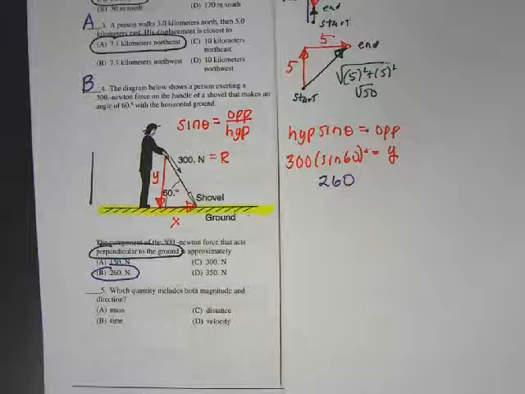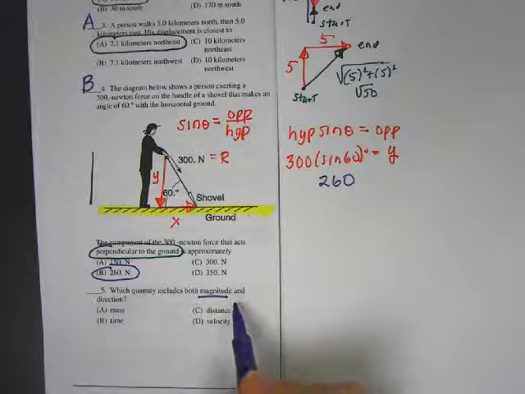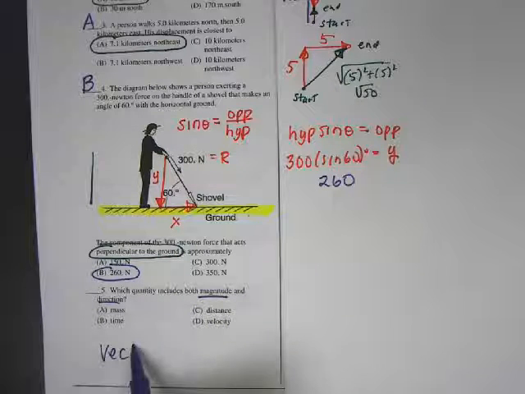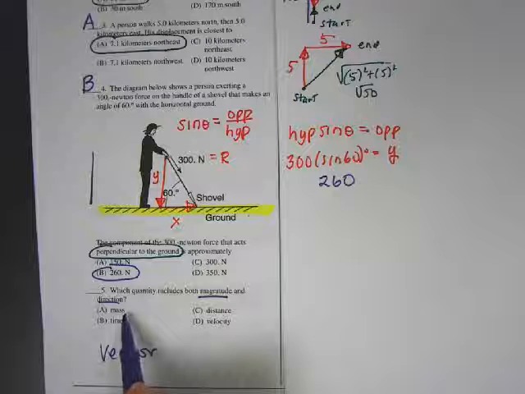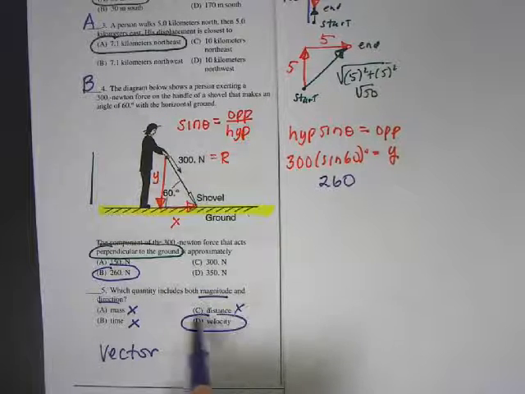Number 5 says which quantity has both magnitude and direction. So that's a vector quantity, because that's the definition of a vector. Mass doesn't have a direction. Time doesn't have a direction. Distance doesn't, but velocity does.